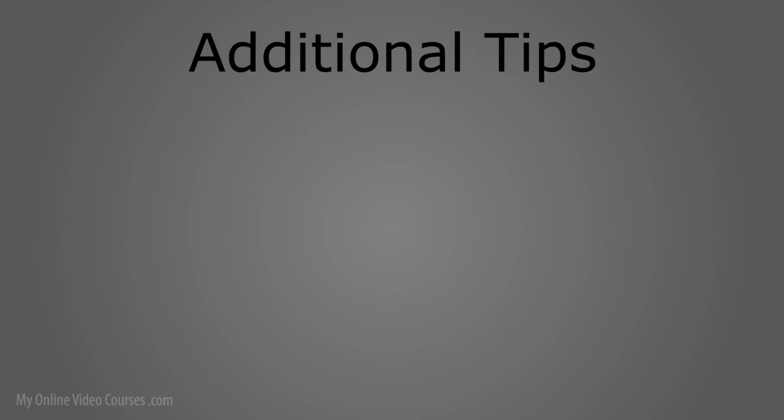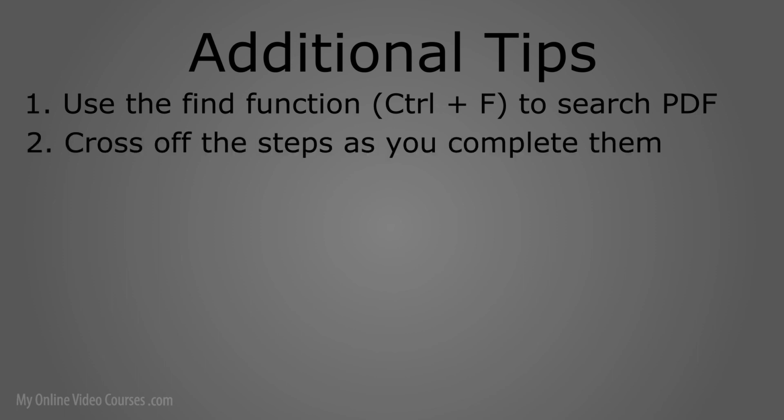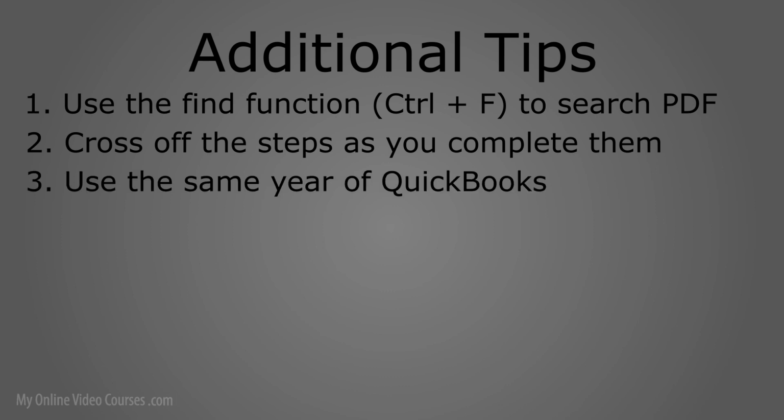Here are some additional tips that helped me while taking the test. If I had a problem finding information in the PDF training guide, I used the find function, which is Control F, and searched for the keyword or keywords. If there were multiple steps to a question, I crossed off the steps as I completed them on my printed test. I found it best to use the same year of QuickBooks. For some questions, a QuickBooks file is given. Initially, I was using 2016, but the files given were 2015. So the file would be updated to 2016, which took more time. So I stopped using 2016 and switched to 2015, and it saved a bunch of time.